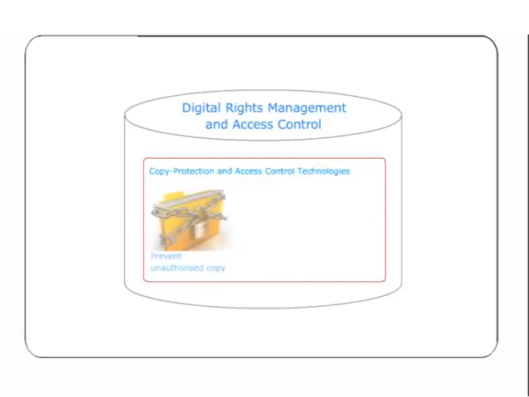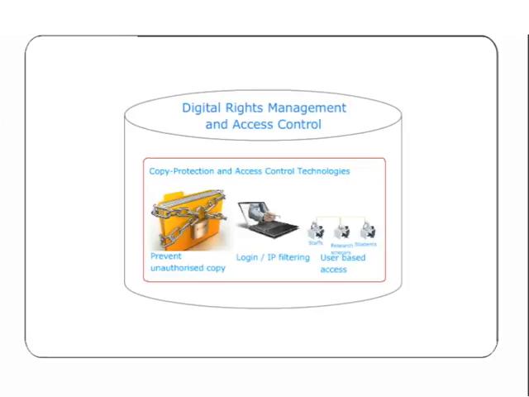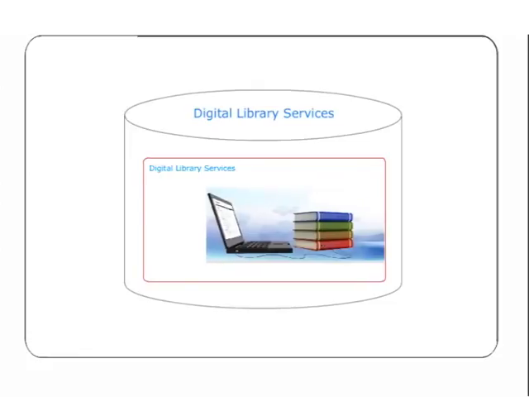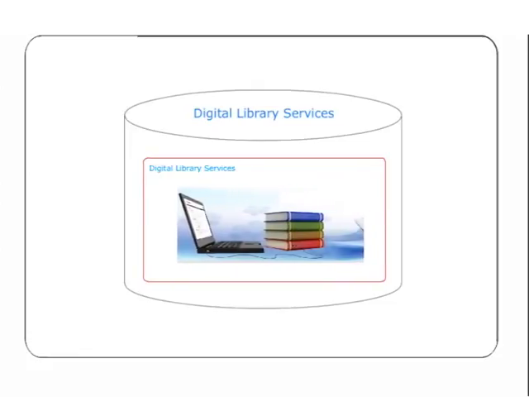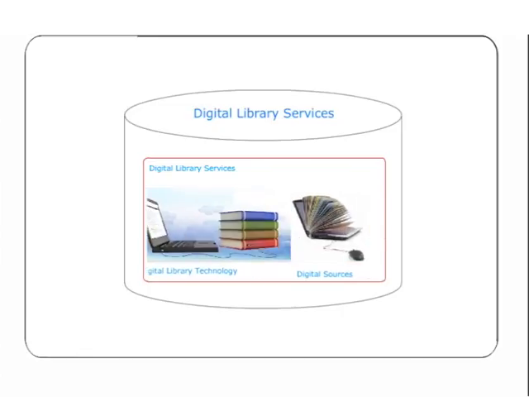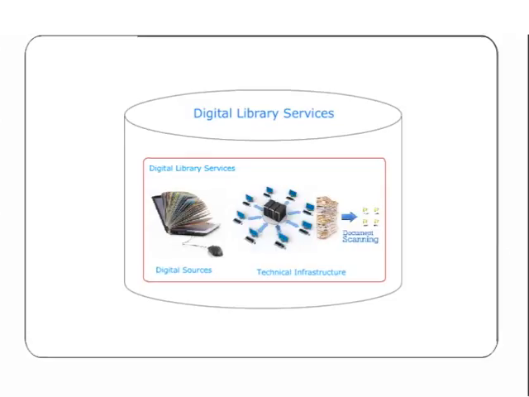Technology of access control and access tracking in digital library. A number of copy protection and access control technologies have been devised that would digital library services. An effective digital library service is not made up of only technology and digital sources. Instead, digital resources and associated technical infrastructure is only a means to generate services for its potential users in mind.